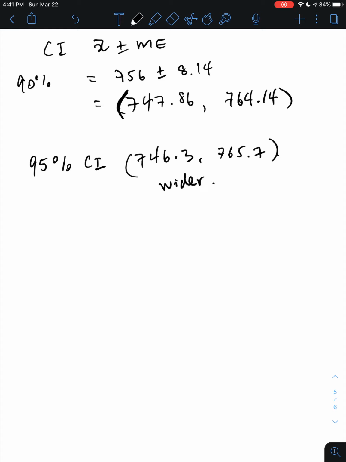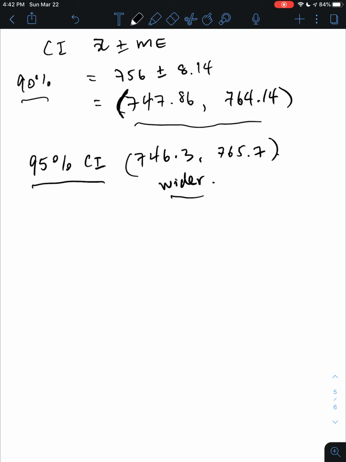This interval here is wider. So if we're going to be more certain of our results, we make a wider interval. If we're going to be less certain of our results, less confident, we can make a narrower interval. So there's a trade-off there. And that trade-off is mediated exactly by this new number that we're talking about, z sub alpha over 2.